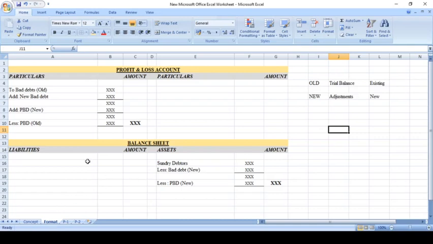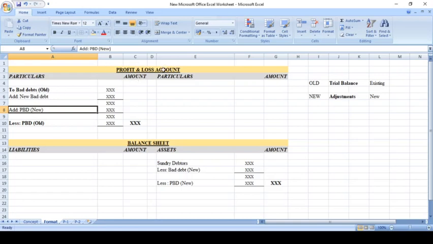So how is it done? The format is this. As I told you, the item that appears in your trial balance is called old bad debt and old provision for bad debt. Understood? Okay, and the items that appear in my adjustments are called new. So I call it new bad debt and new provision for bad debt. In the profit and loss account, the new bad debt and new provision for bad debt are added.